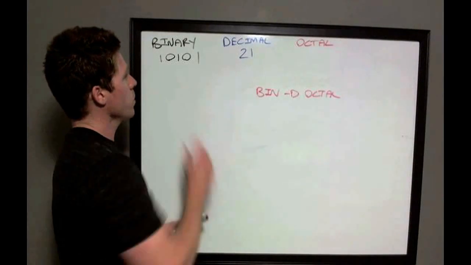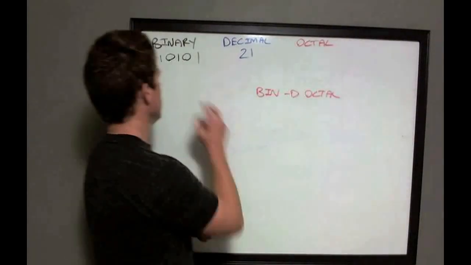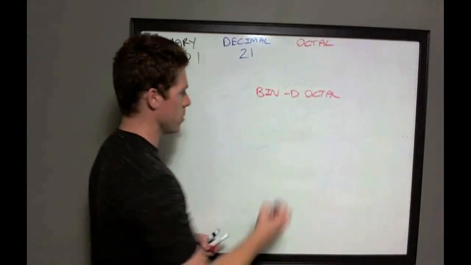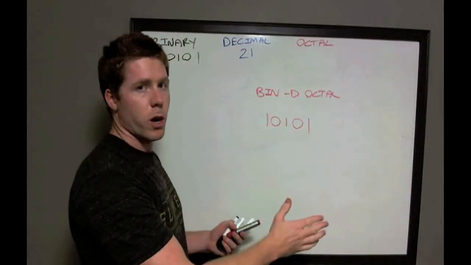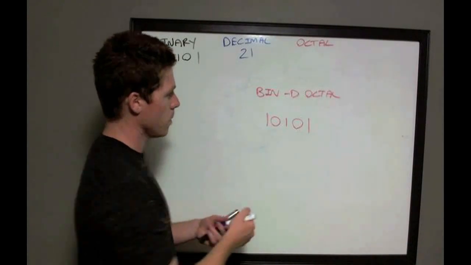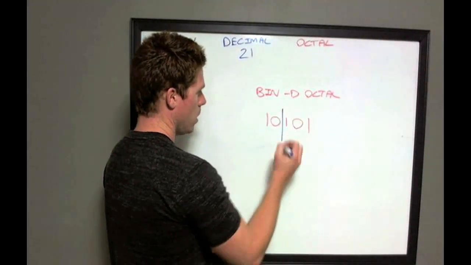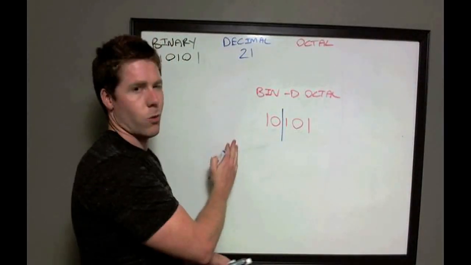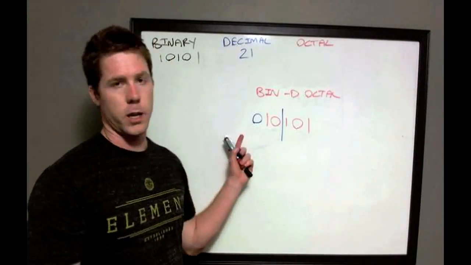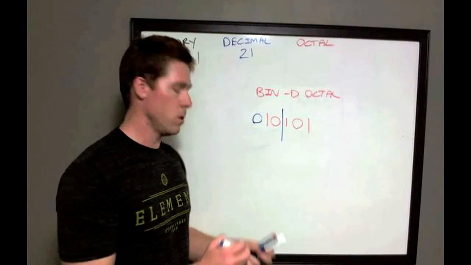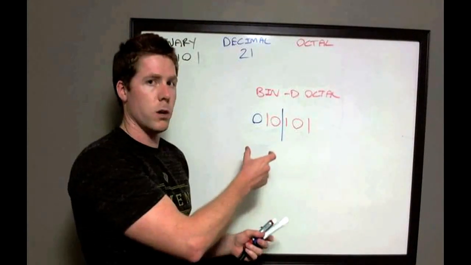So same number, 10101. And starting from the right, we break it up into 3s. 1, 2, 3. And again, you'll notice that there's not 3 digits here. You'll recall from last time, we just chuck in an extra 0. That doesn't change the number at all, but it does give us a block of 3 to work with.